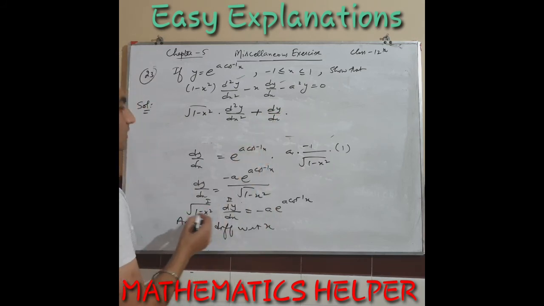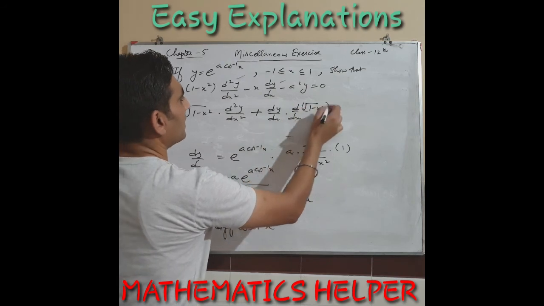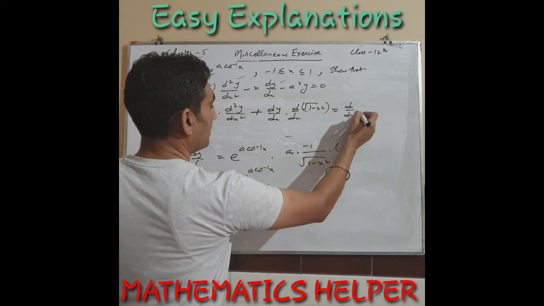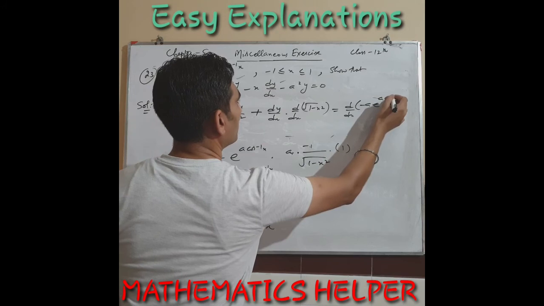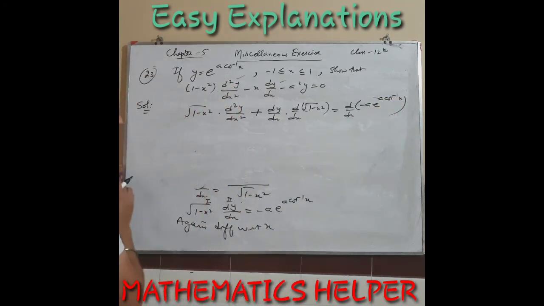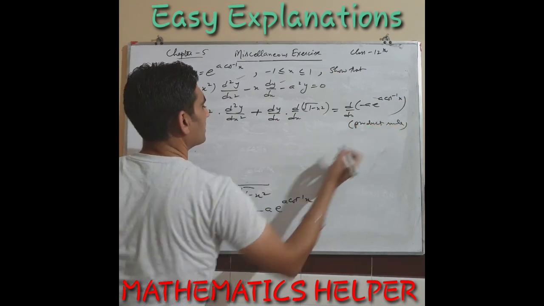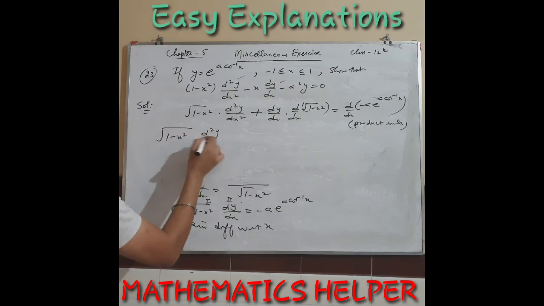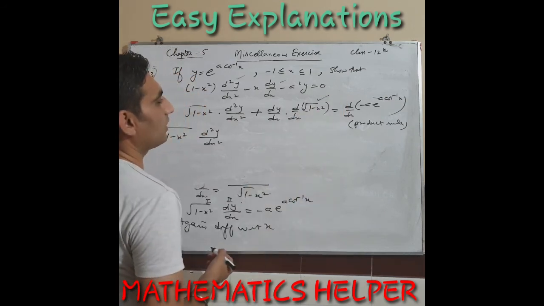What about derivative of square root of 1 minus x square? We will write in next step. What about the right side? Derivative of minus a e raised to power a cos inverse x. So we have this calculation. We used product rule. You can mention here product rule we used, otherwise it is understood, okay? So we have square root of 1 minus x square d square y over dx square.